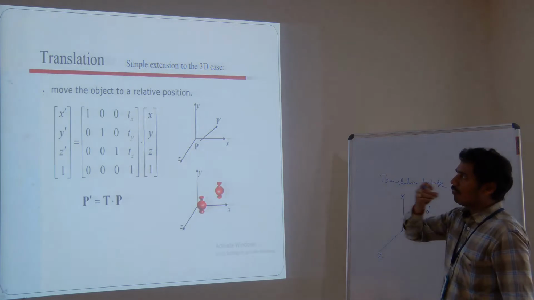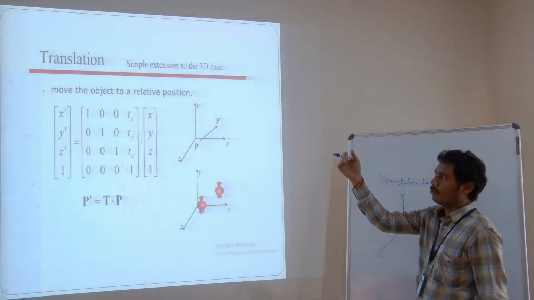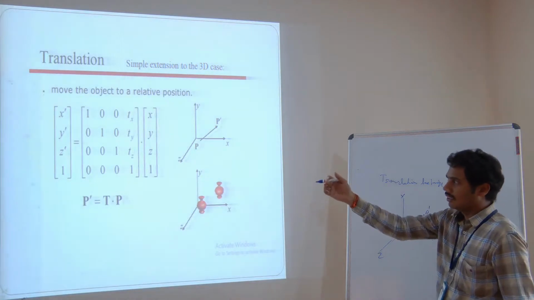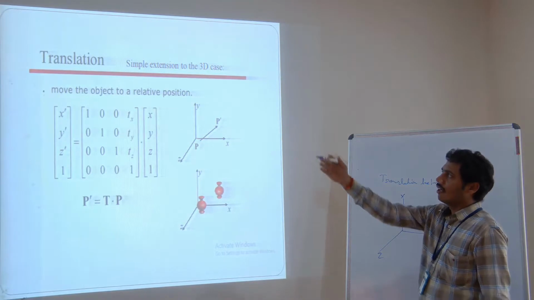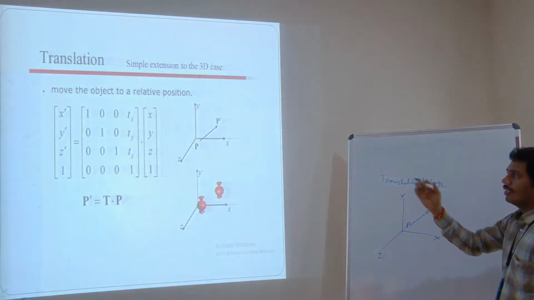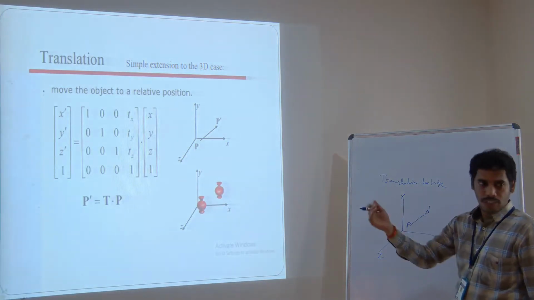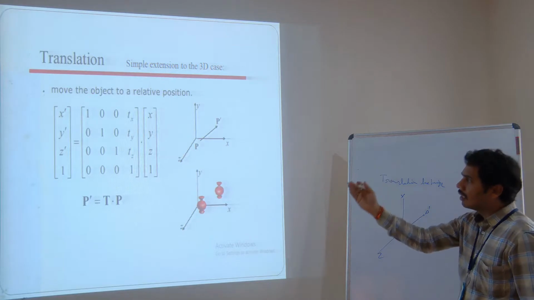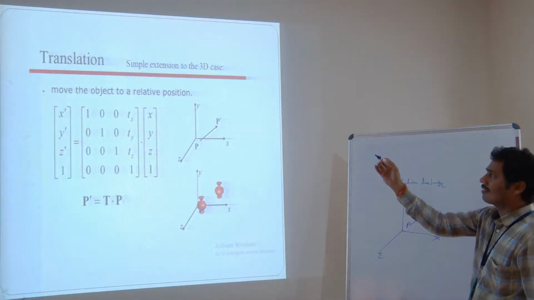If I am considering only the homogeneous coordinates, I am writing x dash, y dash, z dash, 1 equal to the translation matrix: 1 0 0 tx, 0 1 0 ty, 0 0 1 tz, and 0 0 0 1, which is where I am adding the homogeneous coordinate. I multiply this with the old coordinates I have, that is, the point P, x, y, z.